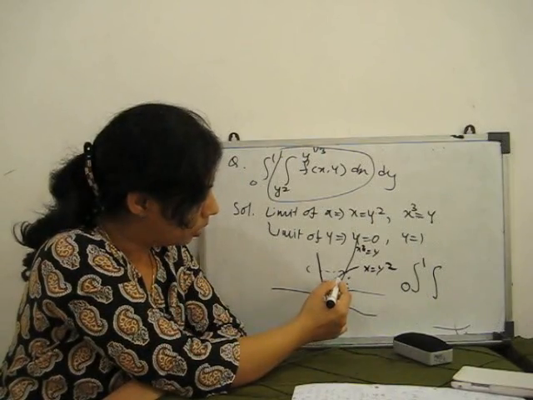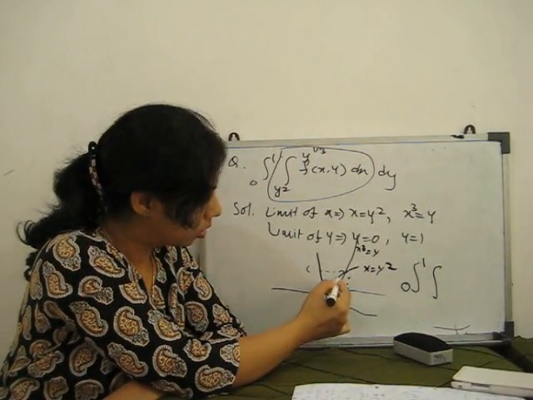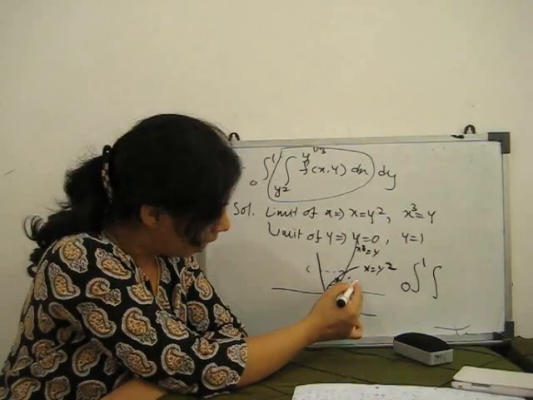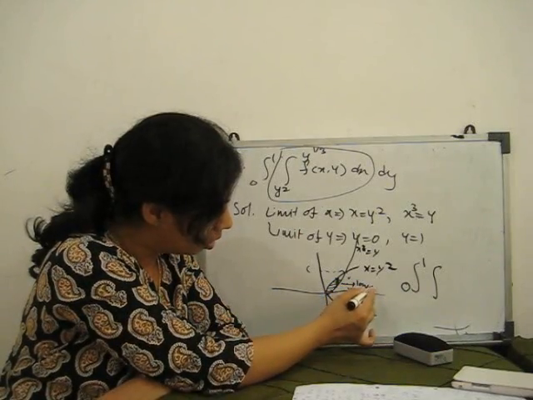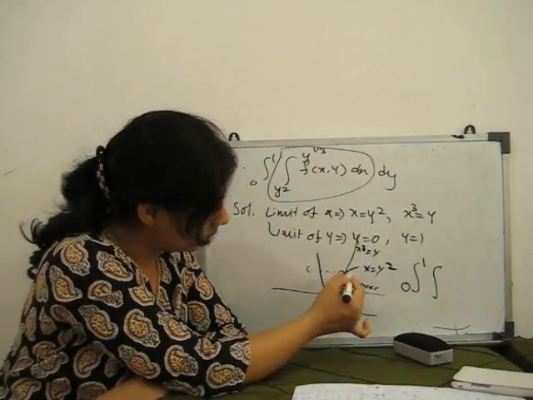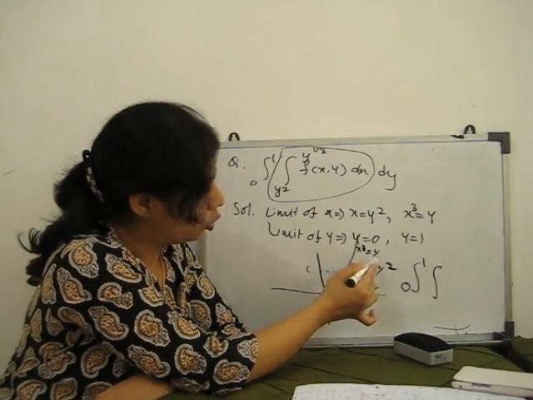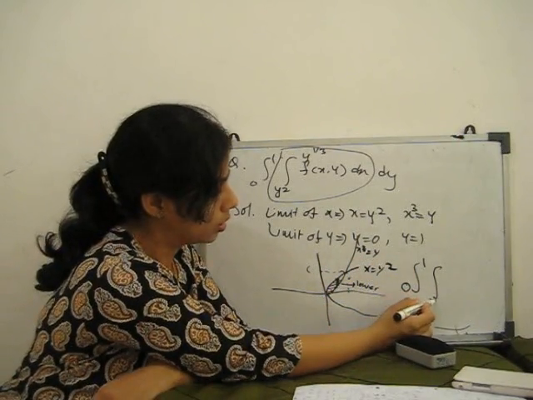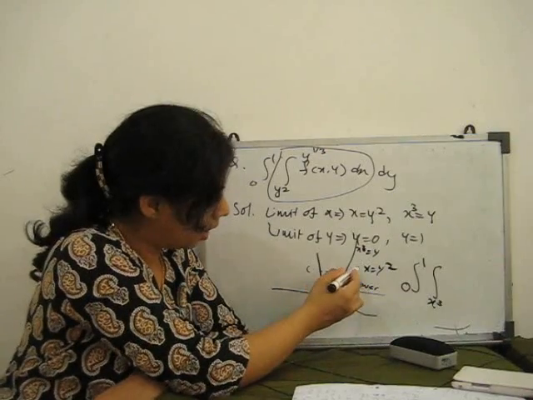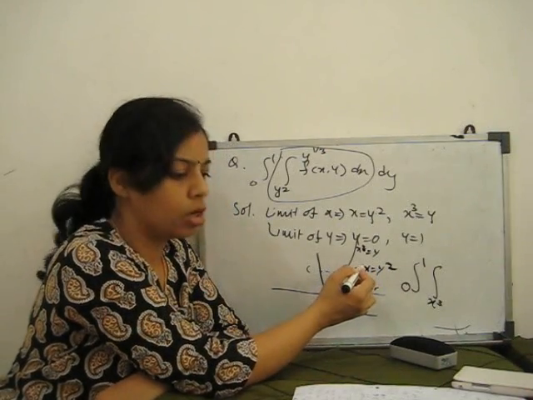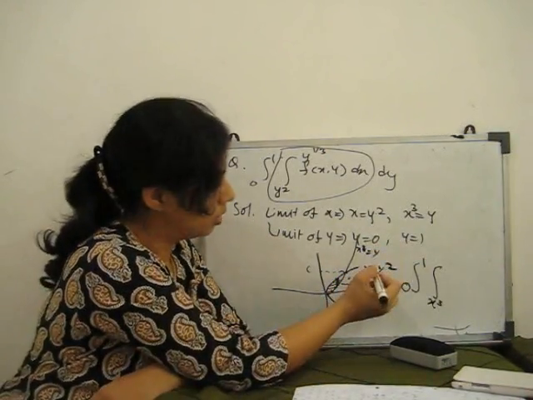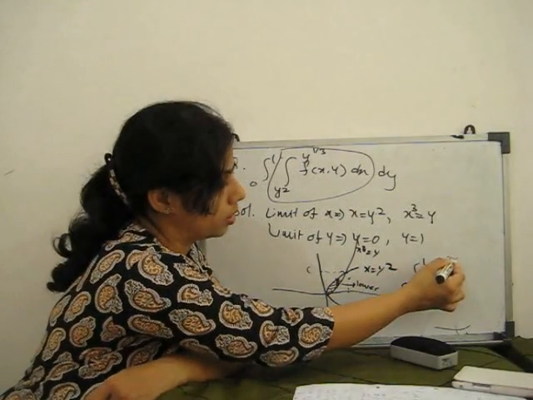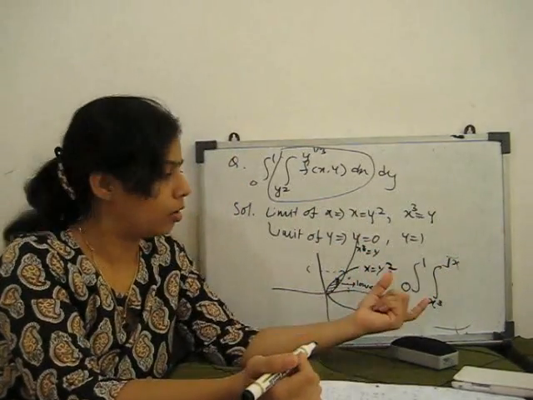Now our strip is going like this. So lower limit of y is this, lower curve. Lower curve is this one, x cube is equal to y. So x cube, and upper curve is y square is equal to x. It means y is equal to root of x. This is change of order of integration.